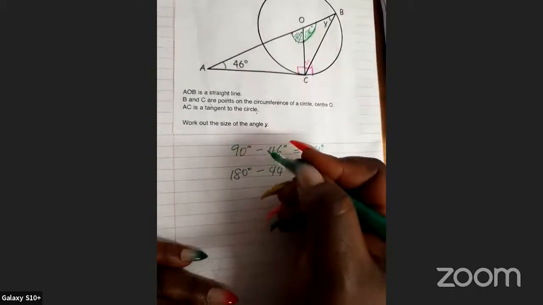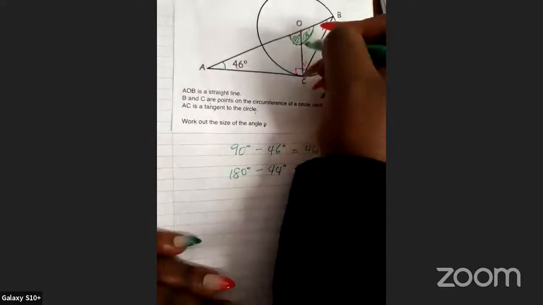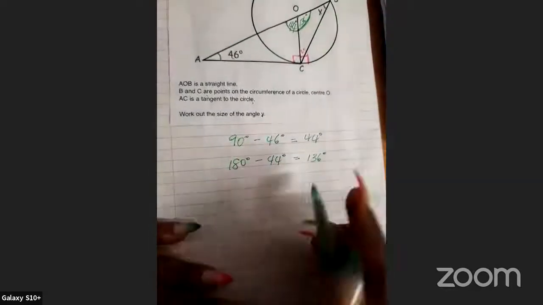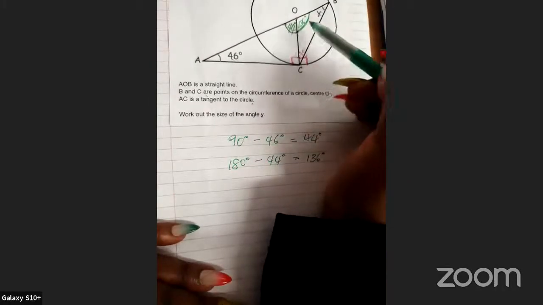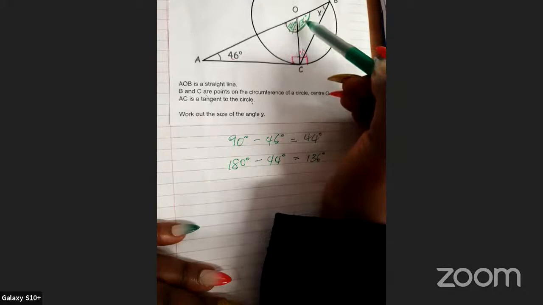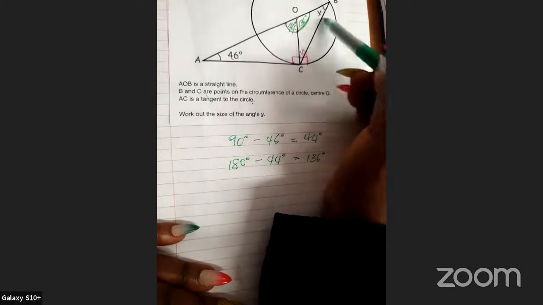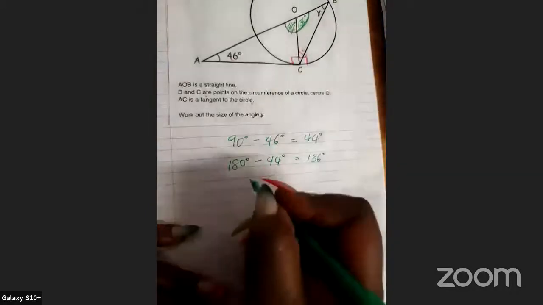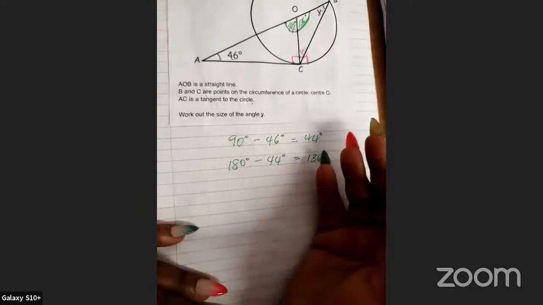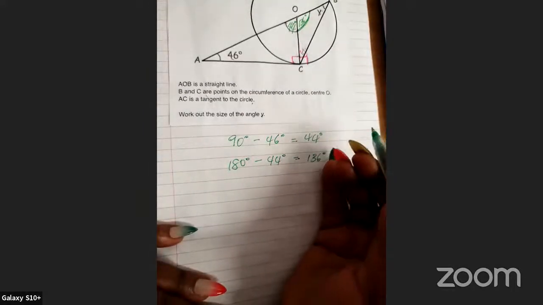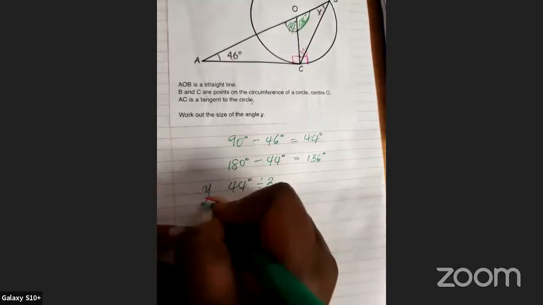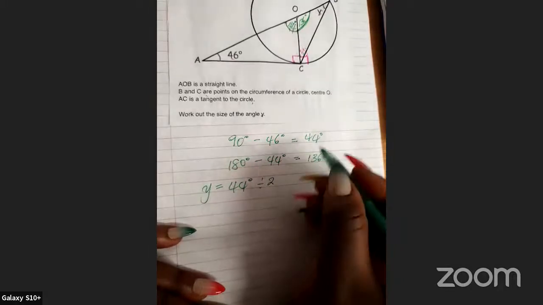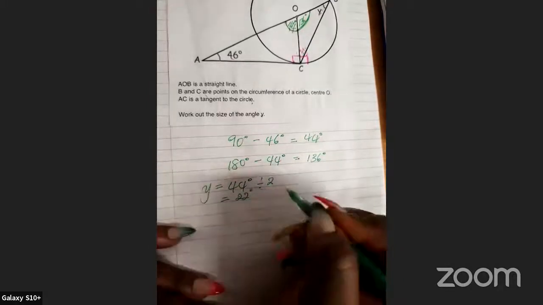I also know that in this triangle, the angles must add to 180 degrees. So if this is 136, these two add up to 44. You can do 180 minus 136 to prove that, but no point in doing that. So we know that is 44 degrees divided by 2. So y therefore equals 44 degrees divided by 2, which equals 22 degrees.